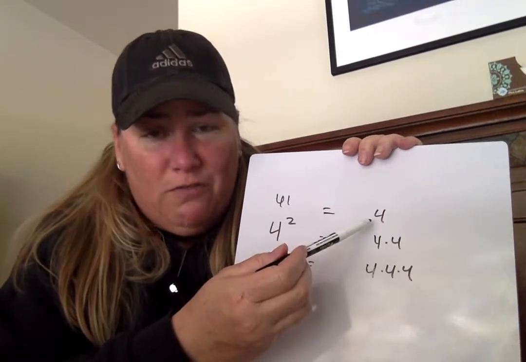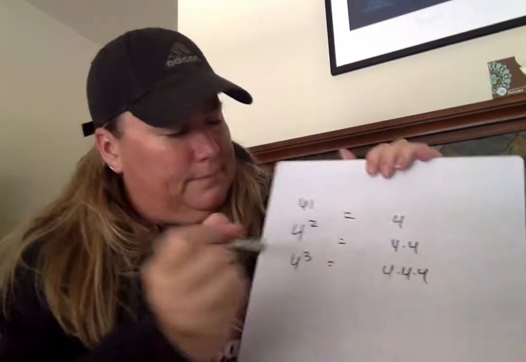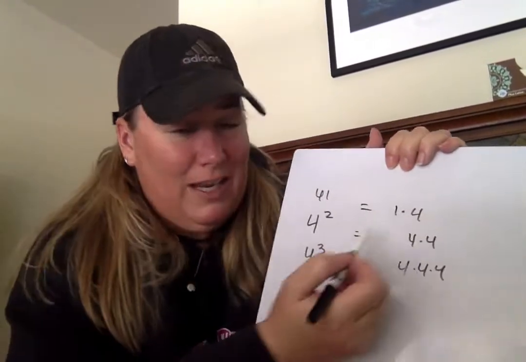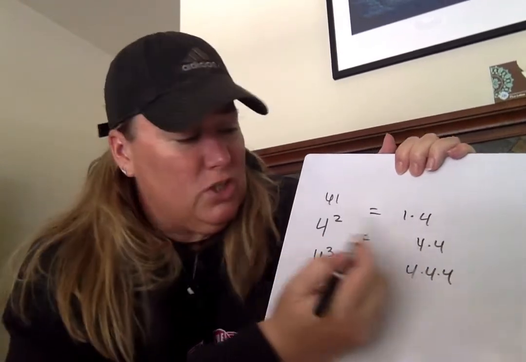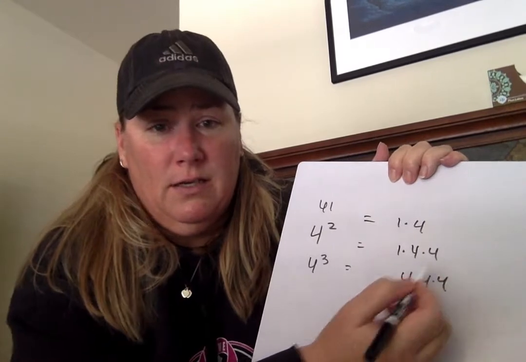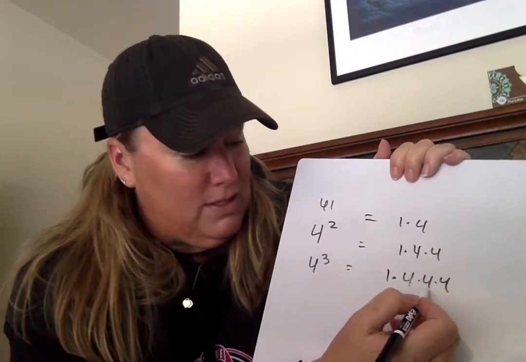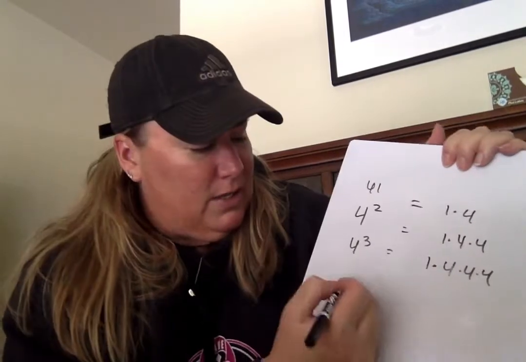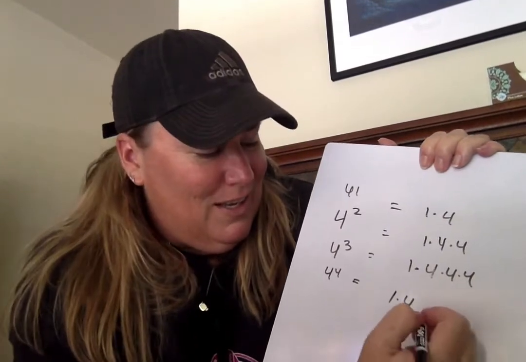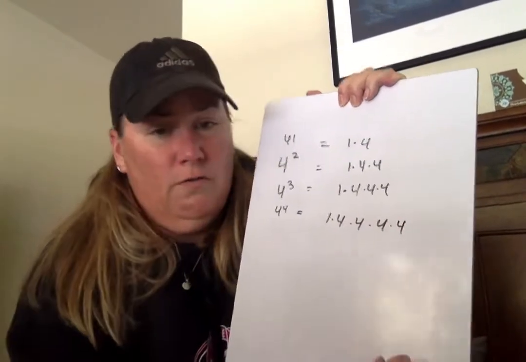So what would you multiply 4 by to show that it's a multiplication problem? 1. So it actually is 1 times 4. So 4 squared is technically a power of 4 to the first in it, so there's 4 to the first, and then there's 4 to the second. So 4 to the third has 4 to the first, 4 to the second, and 4 to the third. And so if I do this with 4 to the fourth, it's 4 to the first, 4 to the second, 4 to the third, 4 to the fourth.